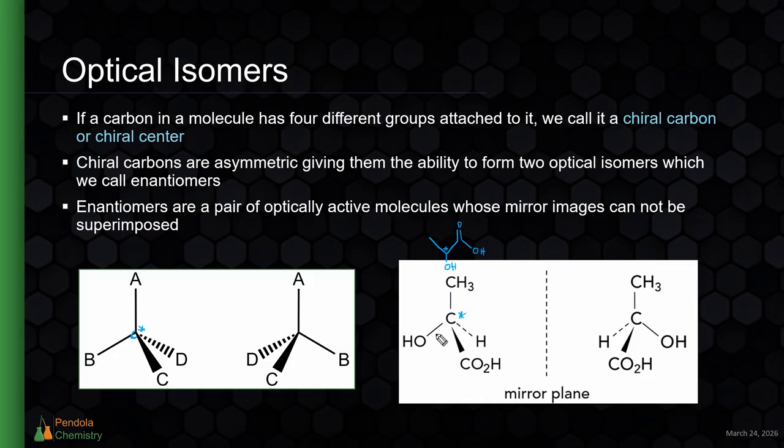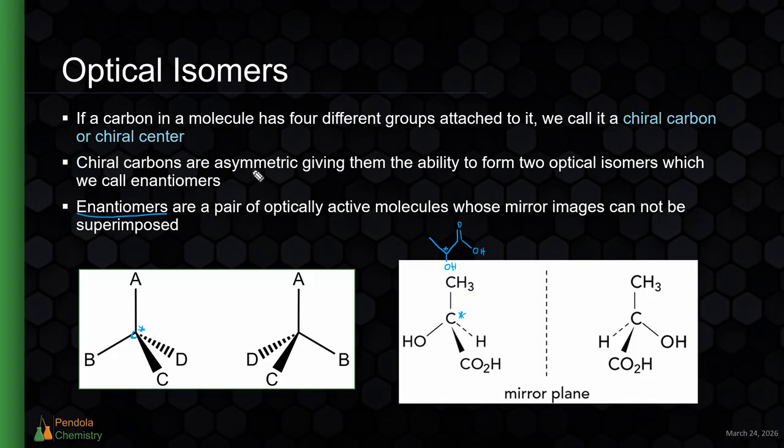Now, why are chiral centers important? Or a chiral carbon important? Chiral carbons are asymmetric. So it gives them the ability to have 2 different versions of what we call an optical isomer. Enantiomers is what we call a pair of optical isomers, or optically active molecules whose mirror images are non-superimposable.